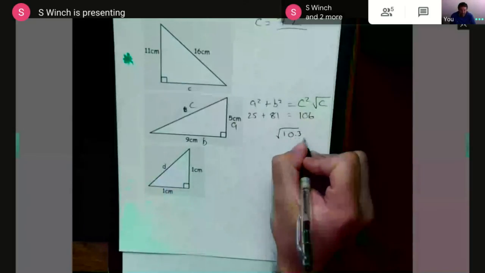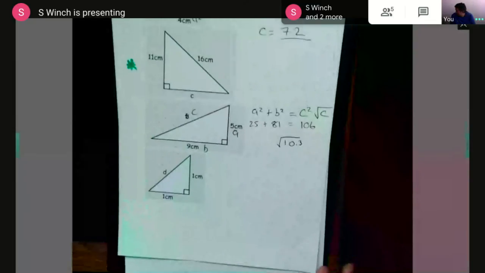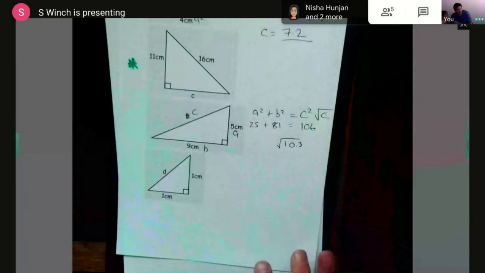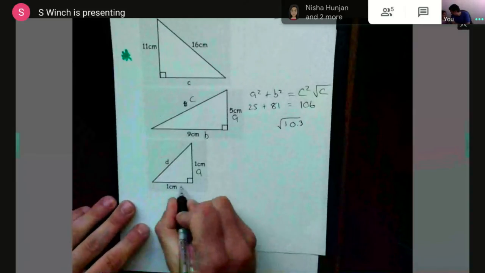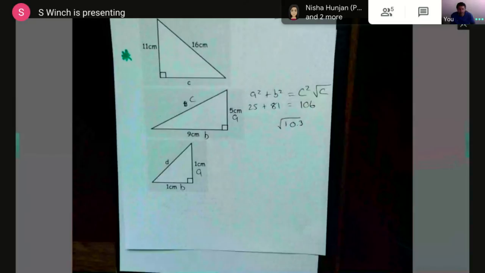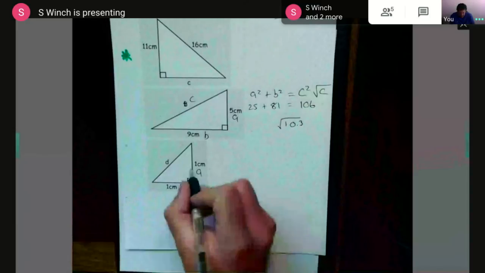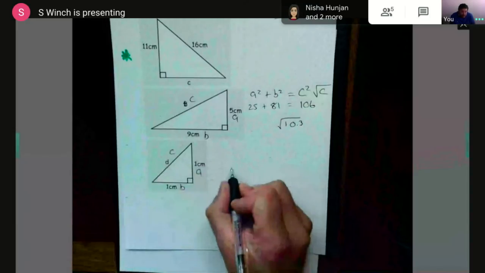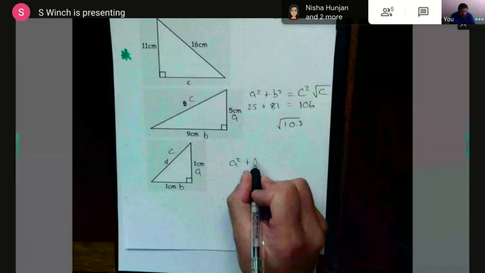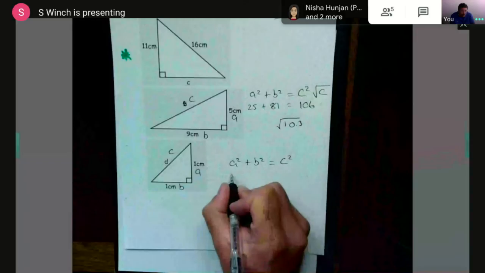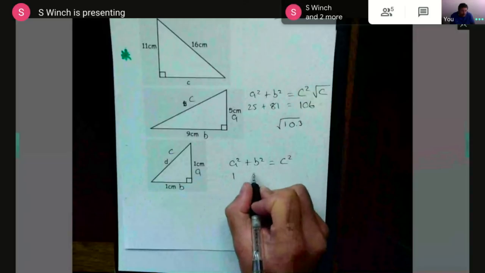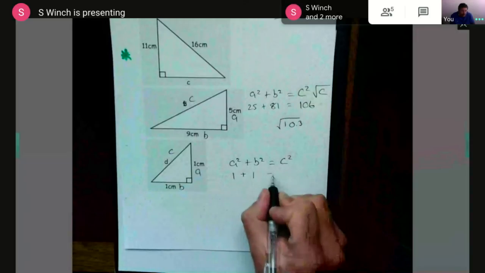Okay, let's do one more example before we do the slightly trickier one. At the bottom here, you've got A and B, and of course they're both the same length. So in theory, you just do A squared. But what we're going to do is A, B, and C, add them together. A squared plus B squared equals C squared. And we've got 1 squared, of course, is 1. B squared, of course, is 1. And here we've got 2.